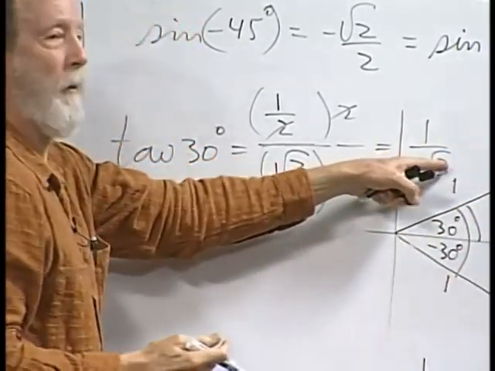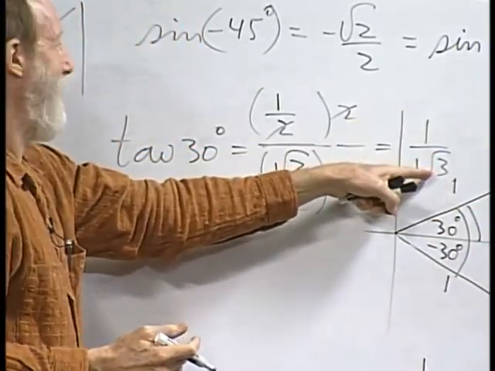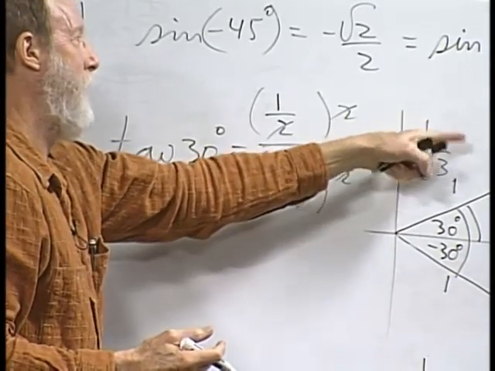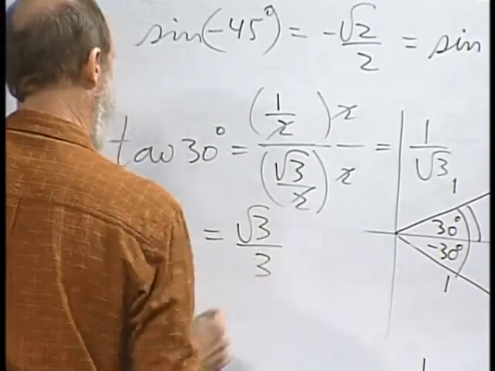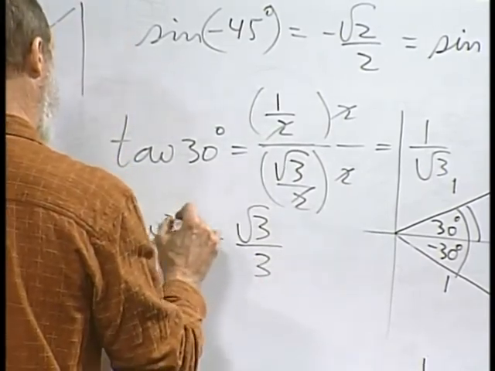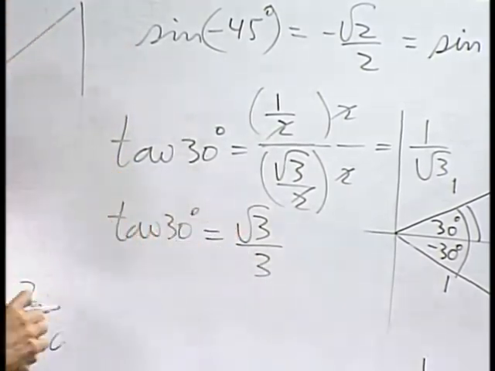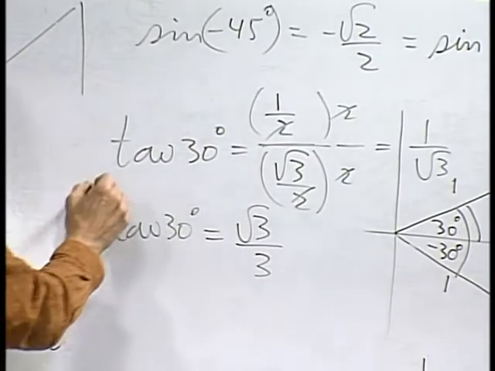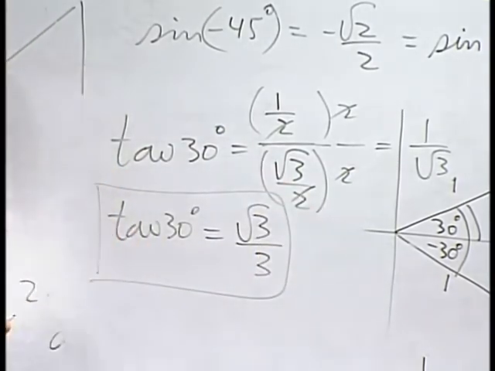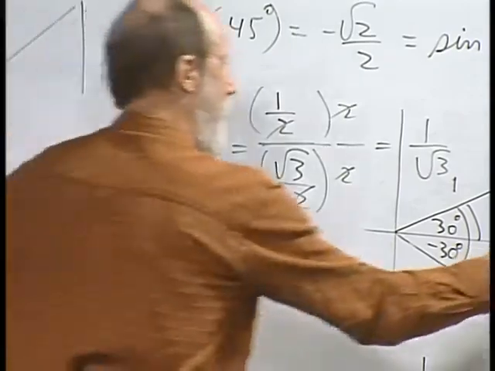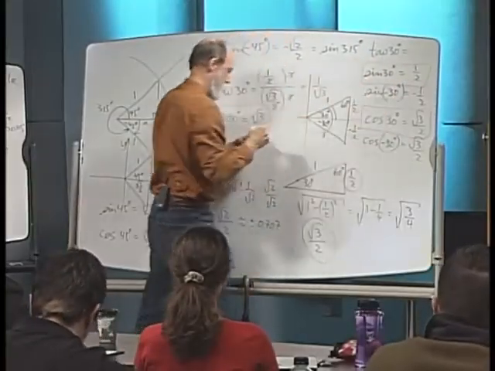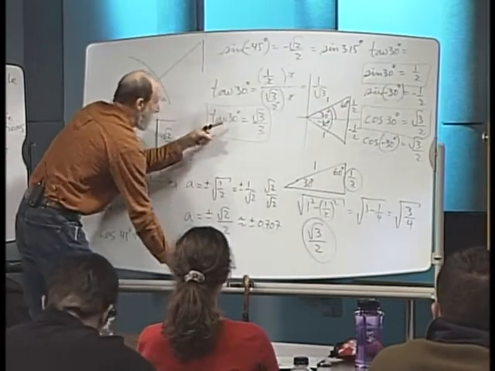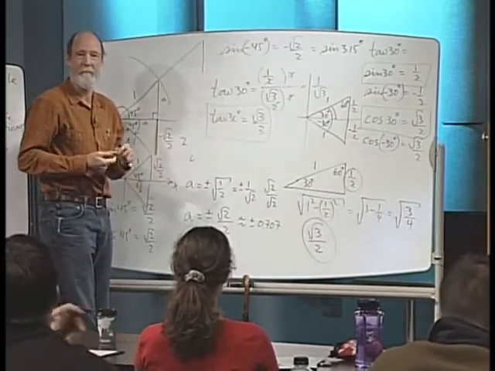But we don't leave it that way, do we? We multiply top and bottom by radical 3, and so we get square root of 3/3 for the tangent of 30 degrees. So we have the sine and cosine of 30 degrees, and here's our tangent of 30 degrees in exact form.